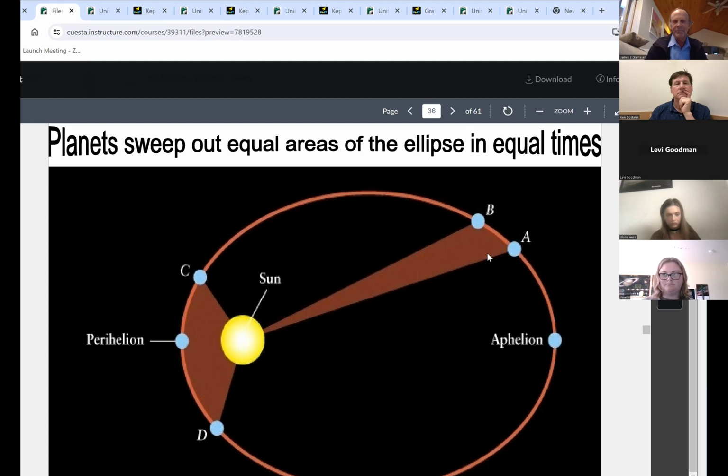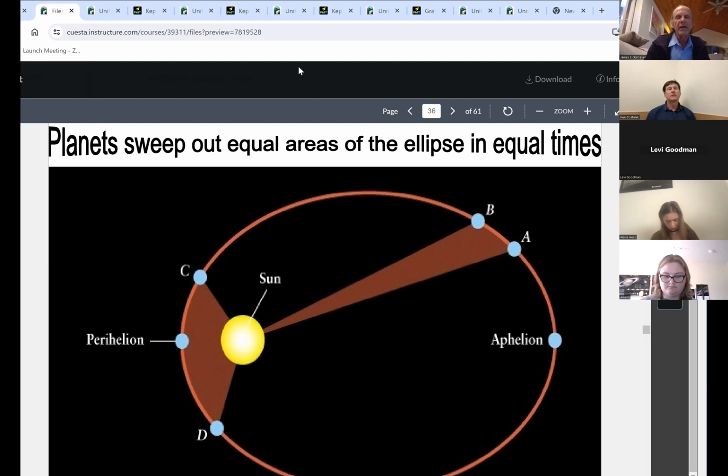So let's say that this distance from A to B happened over 1 month, and this distance from C to D also happened over 1 month. Then we can say the area of this part of the ellipse here, swept out from A to B, equals the area swept out here from C to D. Another way of saying this is that the planet moves faster when closer to the central object and slower when farther away.